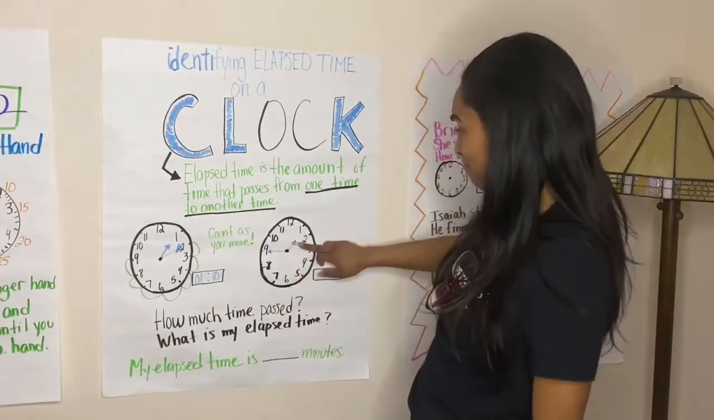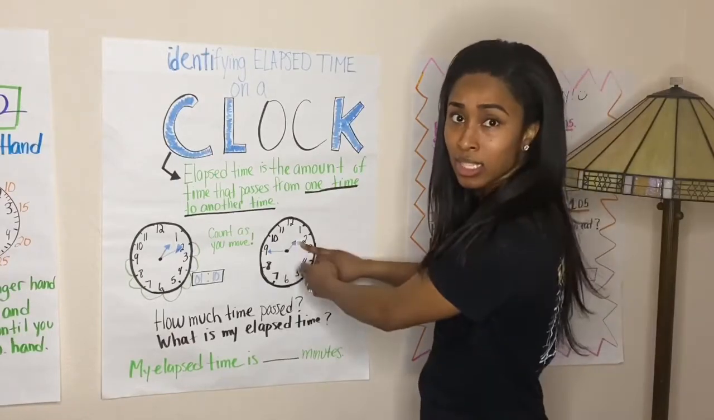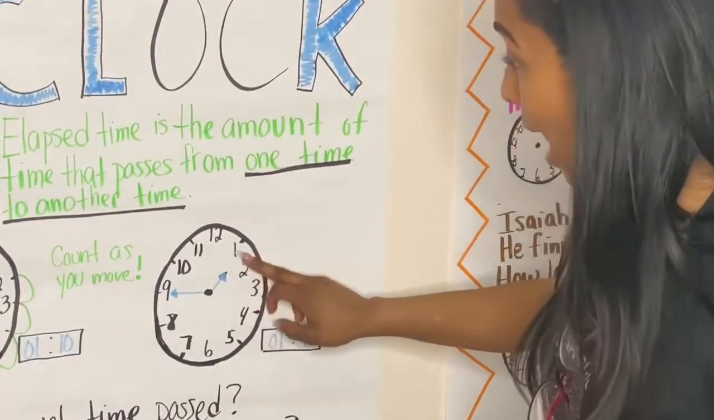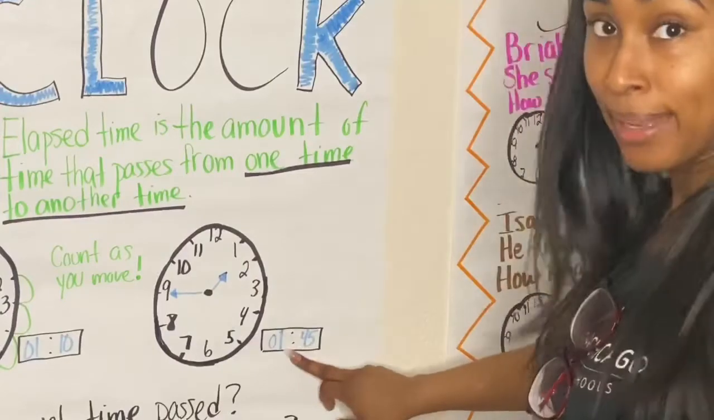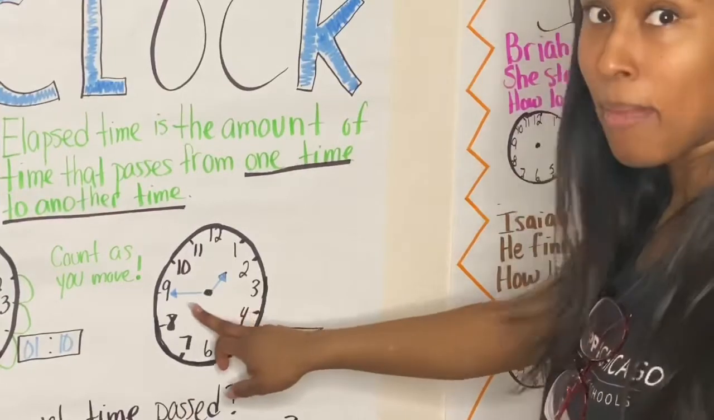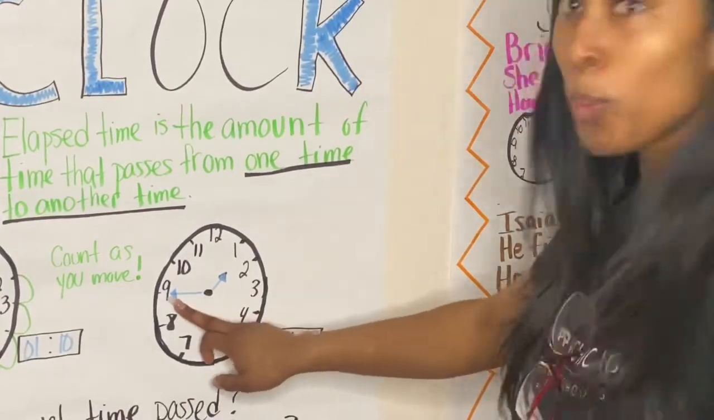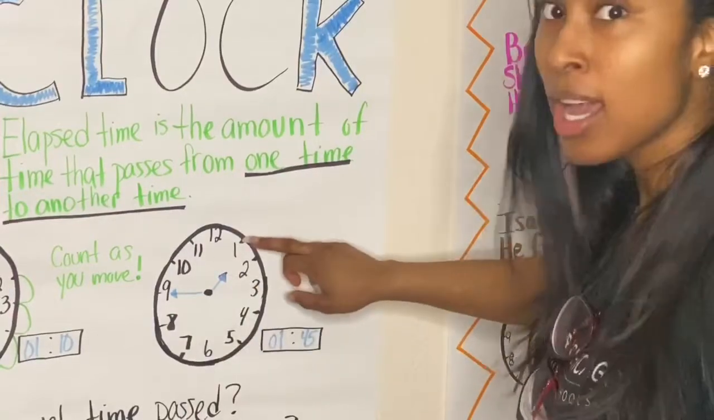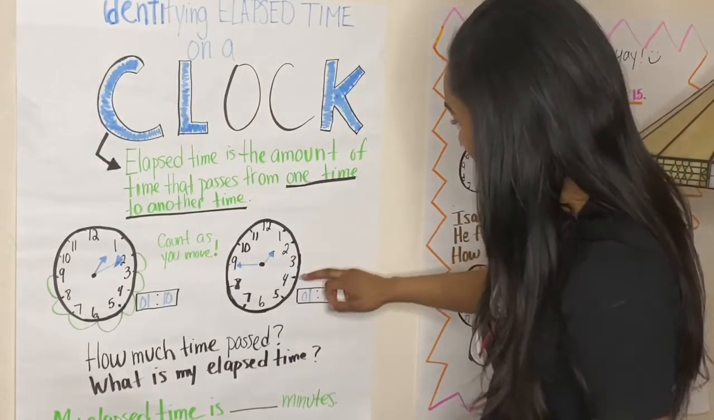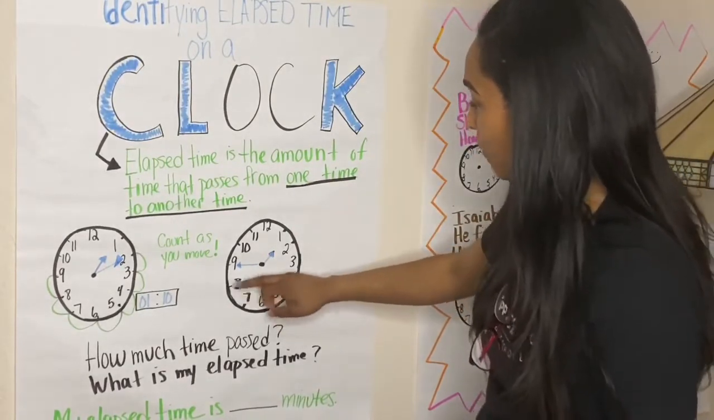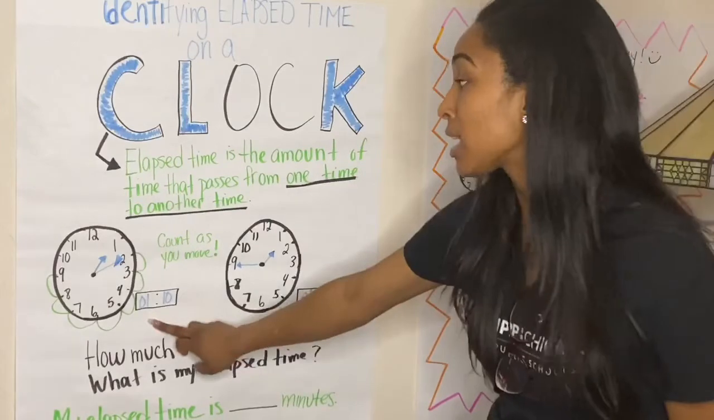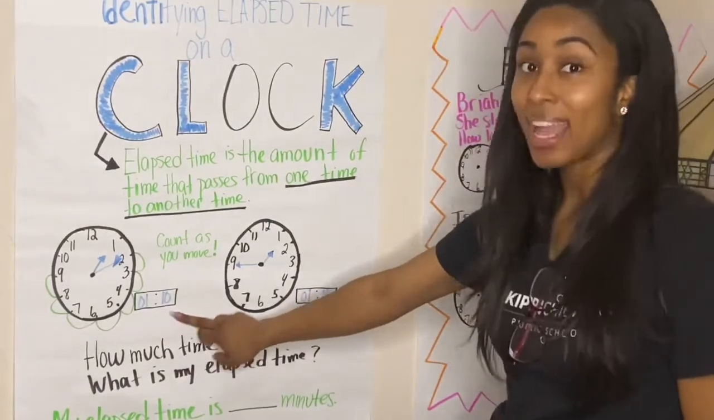My end time, I see my shorthand. Can you see my shorthand? I see that the shorthand here is also 1. It's still the same hour. Now, I'm going to look at my minutes. Remember, I can count by fives. Count with me. 5, 10, 15, 20, 25, 30, 35, 40, 45. So my time is 1:45. My start time is, my end time is.